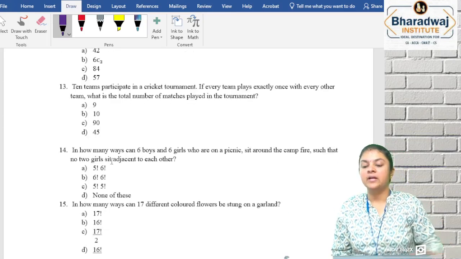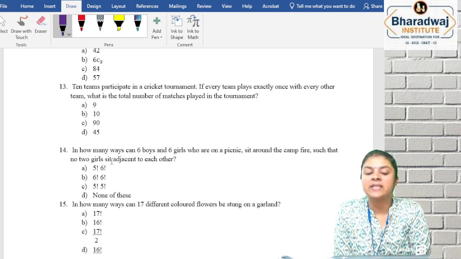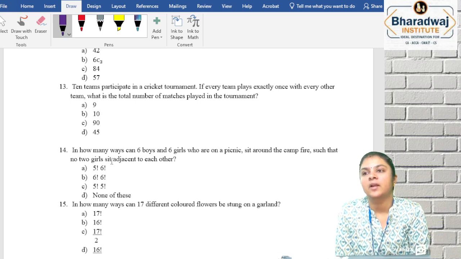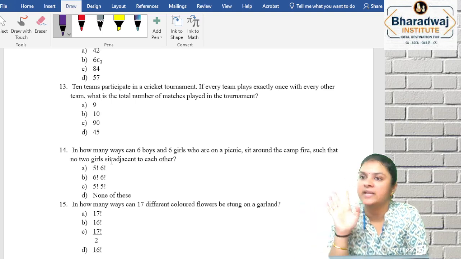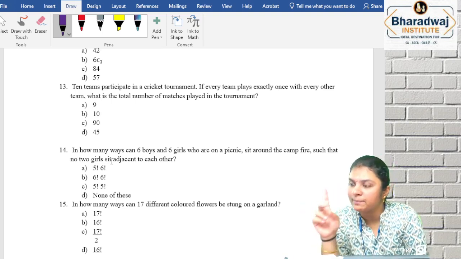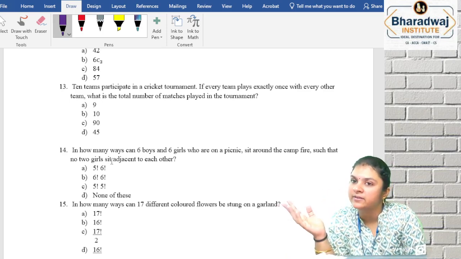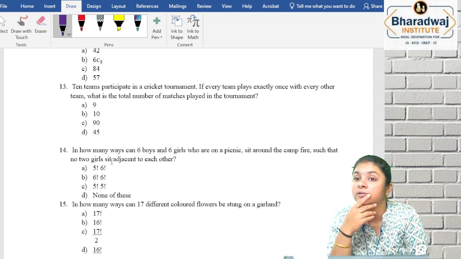Next. 10 teams participate in a cricket tournament. Every team plays exactly once with every other team. Total number of matches played. 10 teams participate. Every team plays with every other team. So per match, how many teams do we need? 2 teams we need. How many teams do we have? 10. So the answer is 10C2.